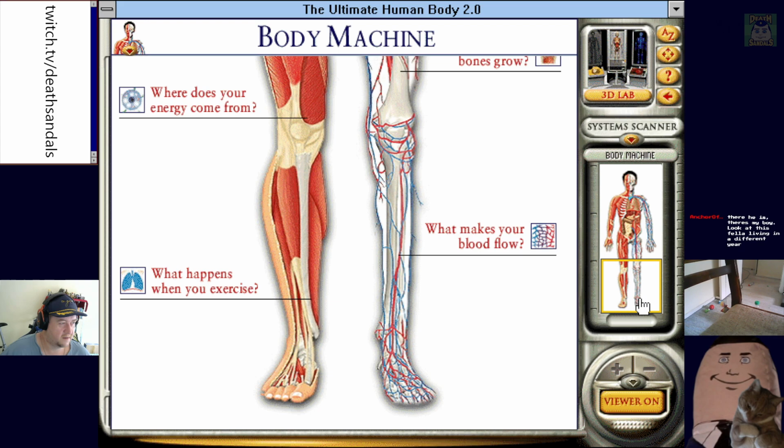Yep. Oh, there he is. There's my boy. Look at this fella living in a different year. How you doing, Anchor? I'm guessing you're not quite in 2023 yet, based on the time. What is the time for you? Let me just check. Do you have the world clock here? Oh, it's only like 9 for you. So a couple hours. How you doing? You started drinking yet? I'm sure it's gonna be fun times.